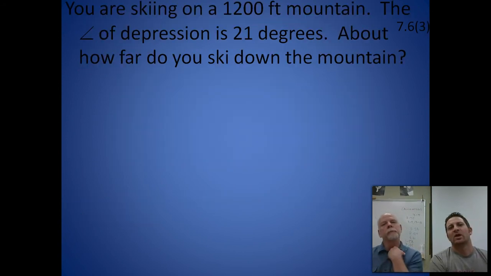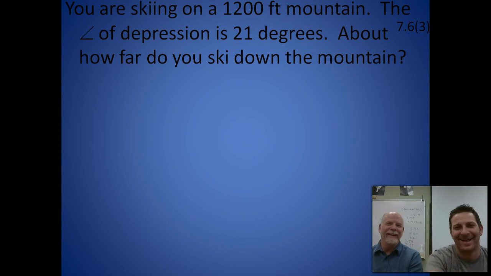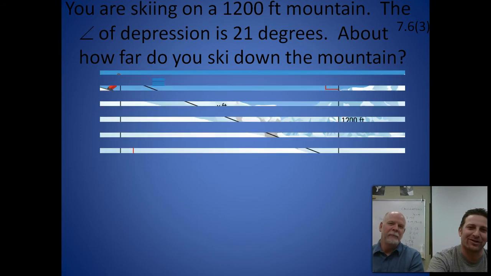Yeah. So here's an idea of this. You're skiing on a 1,200-foot mountain. The angle of depression is 21 degrees. About how far do you ski down the mountain?